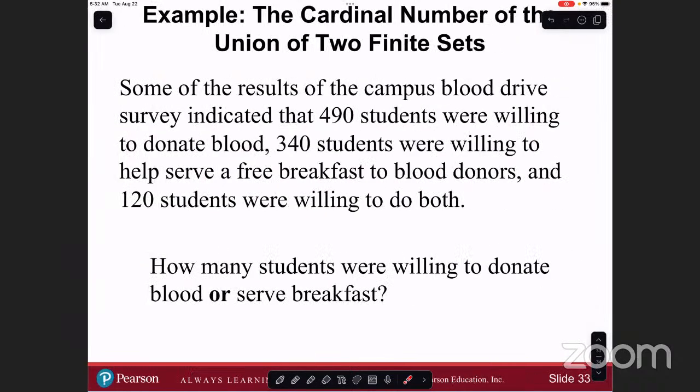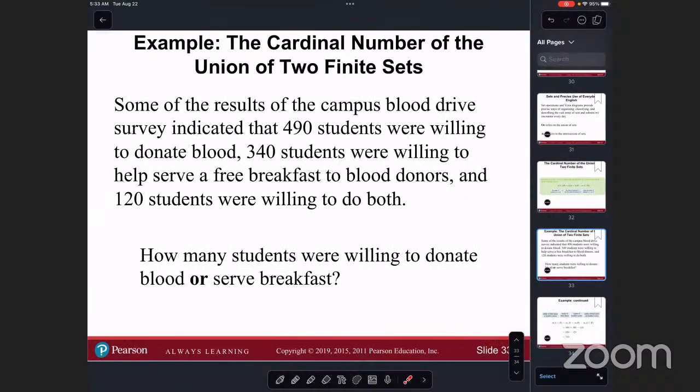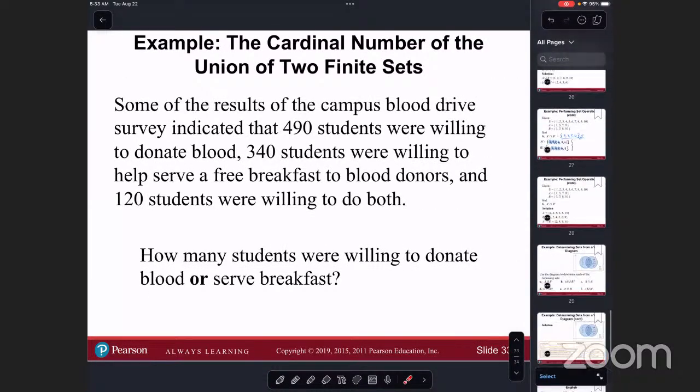Okay. So some of the results of the campus blood drive survey indicated that 490 students were willing to donate blood. 340 students were willing to help serve a free breakfast to blood donors, and 120 students were willing to do both. How many students were willing to donate blood or serve breakfast? Okay. I'd actually like to do this with a Venn diagram. I need some space. So I guess.